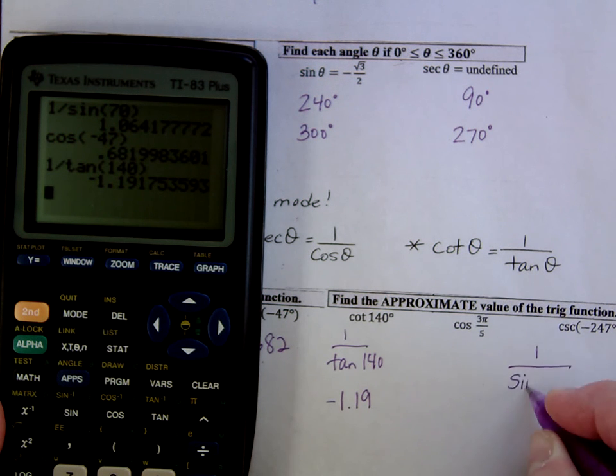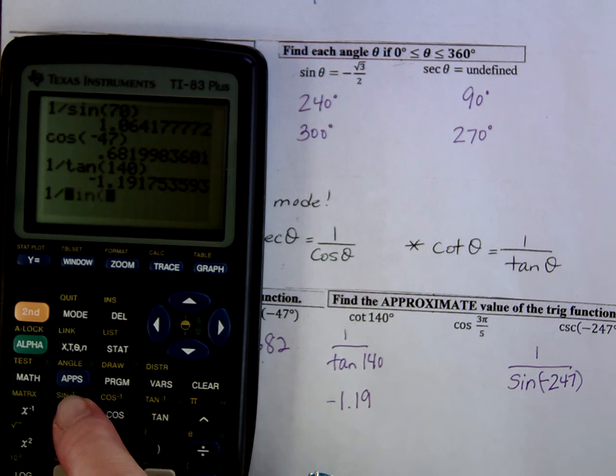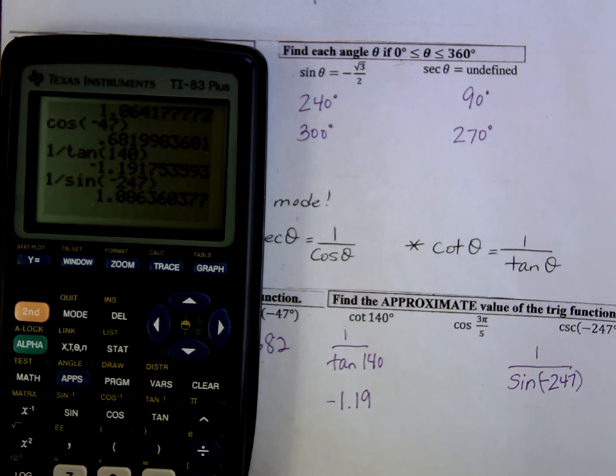This one's going to be 1 divided by the sine of negative 247. And so that's what I'm putting in my calculator: 1 divided by the sine of negative 247. I get positive 1.09.